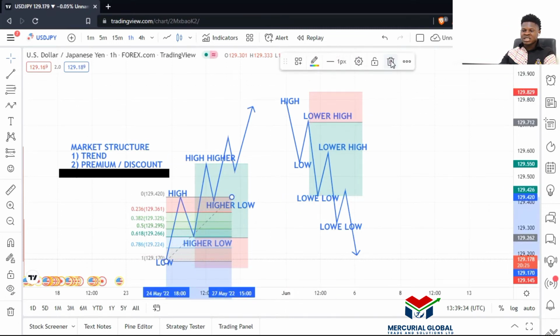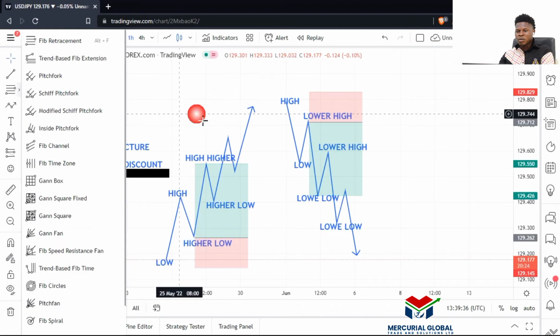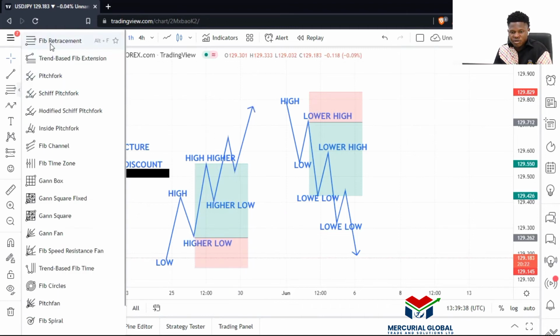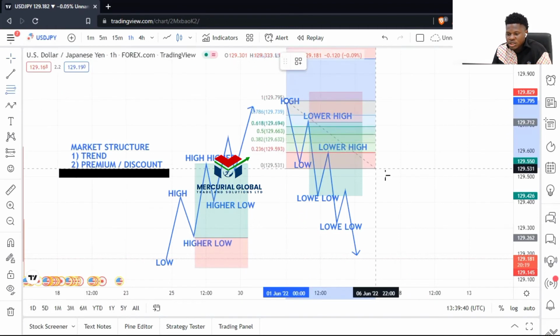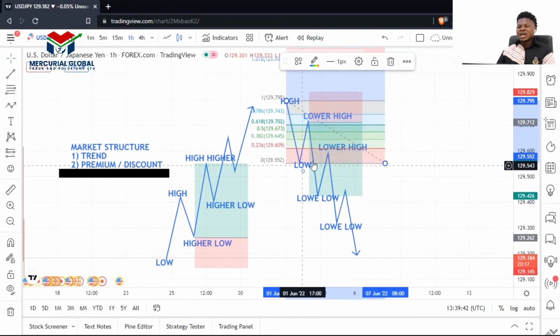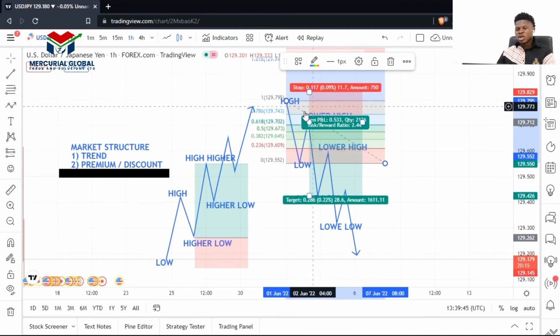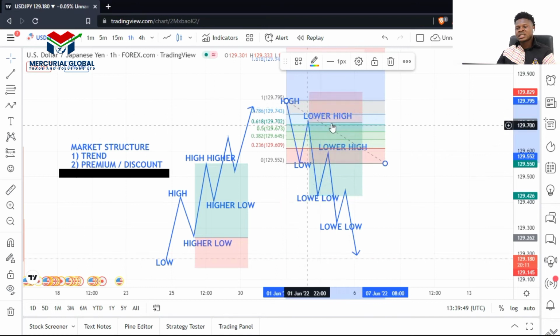For a downtrend, the reverse is the case, which means you pull your Fibonacci retracement from the high to the low, and the area you should be looking to sell from is the premium area. So two major things we look out for today: first, understanding structure, which is whether the market is in an uptrend or a downtrend.